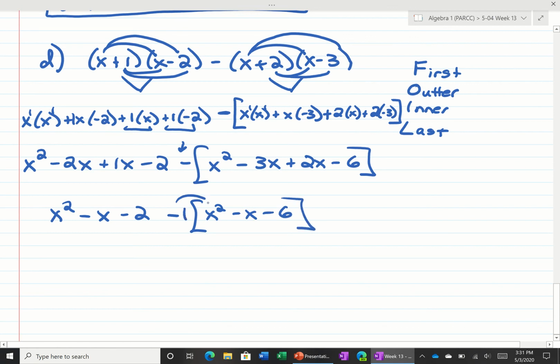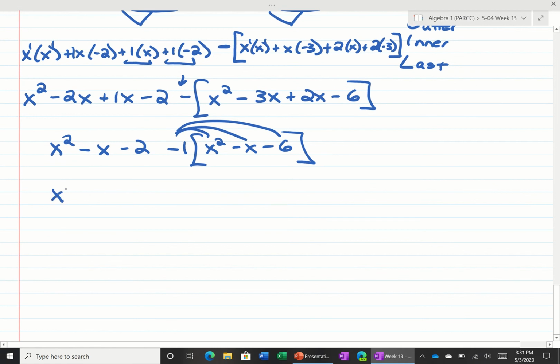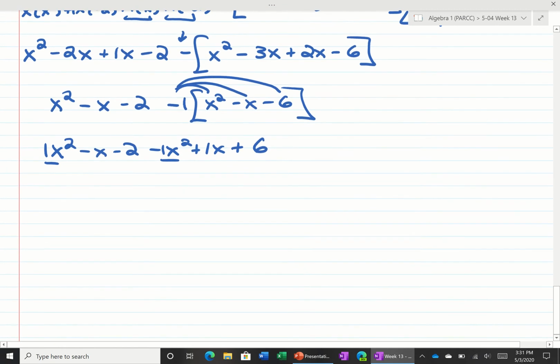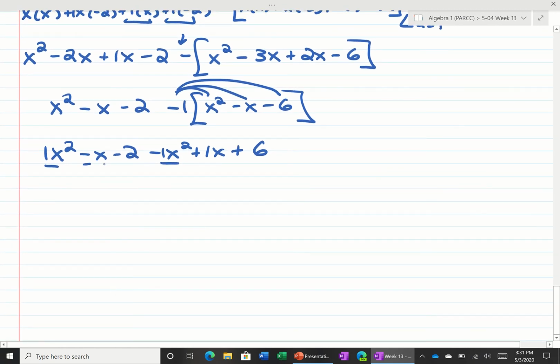We'll distribute this negative 1. Brackets are the same thing as parentheses. So this will be x squared minus x minus 2 minus x squared plus 1x plus 6. Combine our x squared terms. 1x squared minus 1x squared cancels. 0x squared. Negative 1x plus 1x, those cancel too. And then we have negative 2 plus 6 is 4.